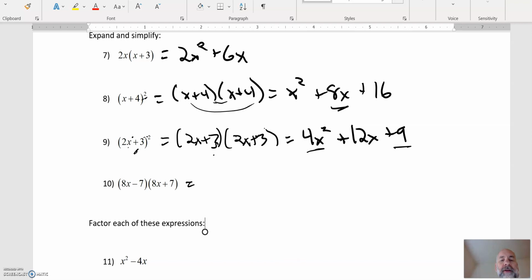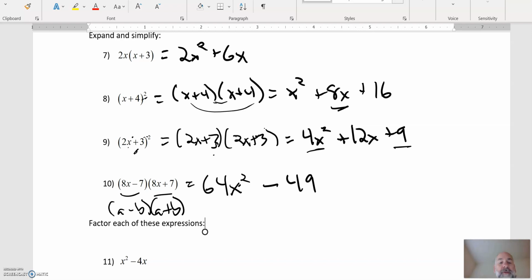Last one is just a little pattern that we're going to talk about later, but it's 64x squared. And then doing the OI, you've got a negative 56x and a positive 56x. Whoosh, they're out of there. And so it'd be minus 49 because we have negative 7 times 7. And this is a common pattern when you have a minus b times a plus b.